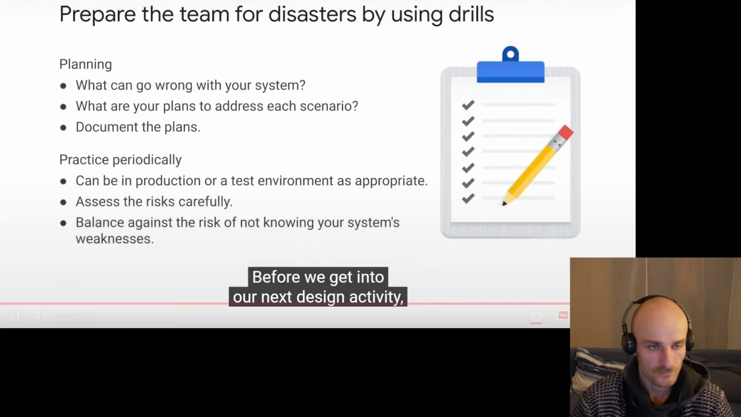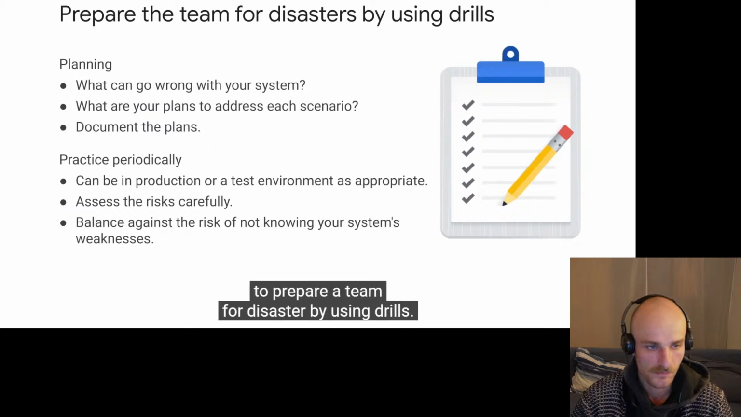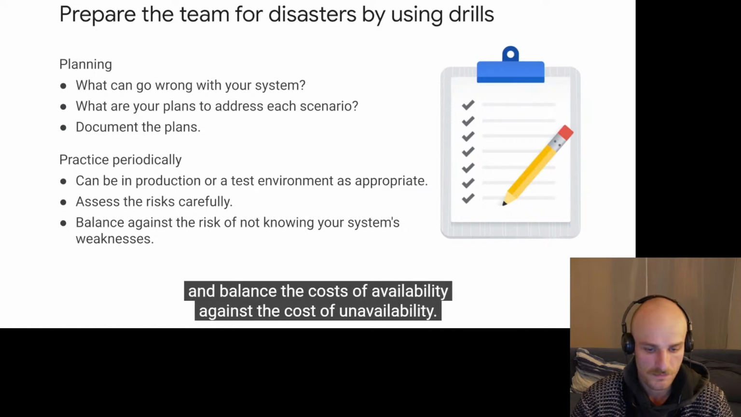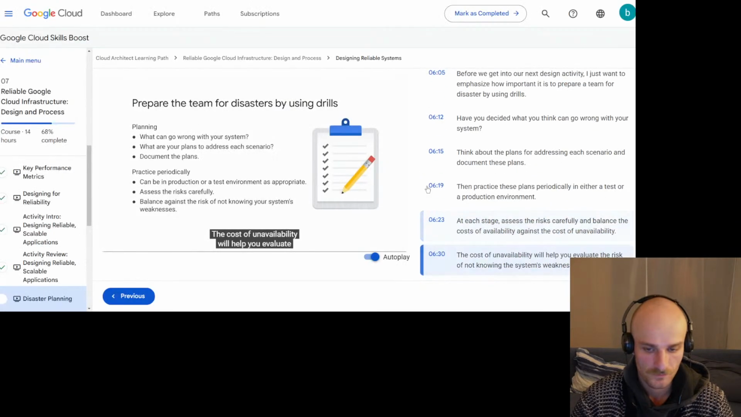Before we get into our next design activity, I just want to emphasize how important it is to prepare a team for disaster by using drills. Have you decided what you think can go wrong with your system? Think about the plans for addressing each scenario and document these plans. Then practice these plans periodically in either a test or a production environment. At each stage, assess the risks carefully and balance the cost of availability against the cost of unavailability. The cost of unavailability will help you evaluate the risk of not knowing the system's weaknesses.